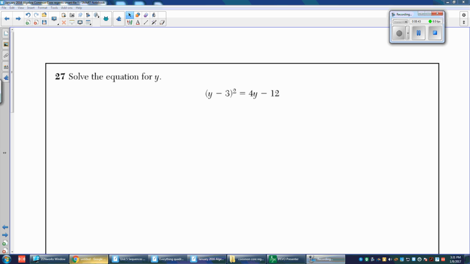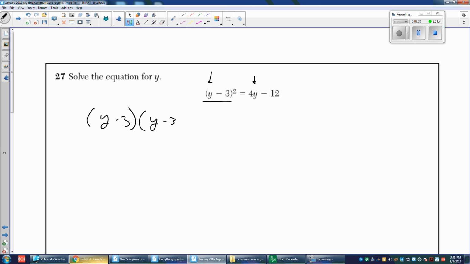Solve the equation for y. That's a literal equation. We want to get y by itself. What you notice is, y is in two different places. So we're going to have to, first of all, distribute. y minus 3 times y minus 3. That square says write it down twice. So y times y is y squared. y times -3 is -3y, minus another 3y, plus 9.